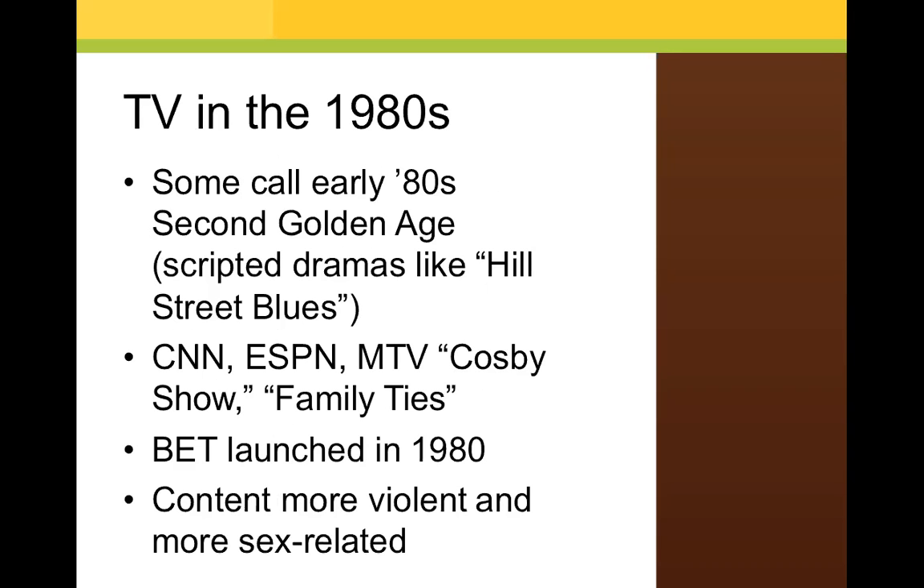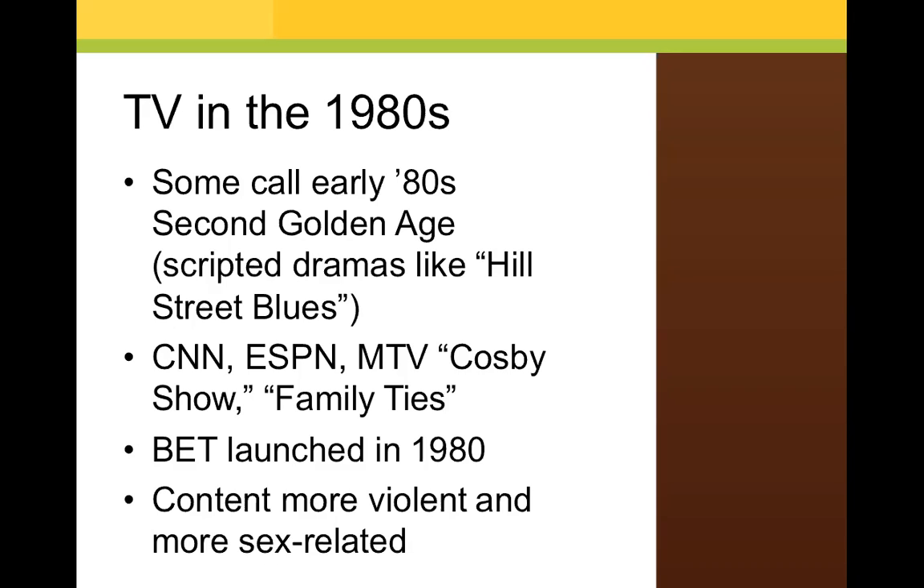Some call the 1980s a second golden age of television because of what they consider to be the high quality scripted dramas like Hill Street Blues, and even sitcoms like Cheers have an impact on that description. And of course, during this time, we have a reemergence of the strength of sitcoms led by The Cosby Show and Family Ties on NBC. And at the same time, cable networks were starting: CNN, ESPN, MTV. Black Entertainment Television launched in 1980.